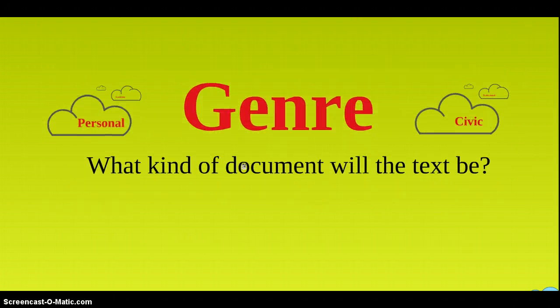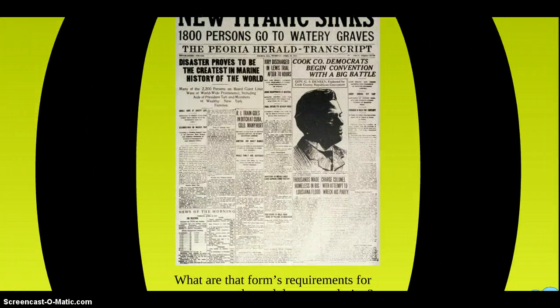Also consider the genre or the form that the writing takes. Writers ask questions of their form when they sit down to compose a text, including what kind of document am I writing and what are its requirements for structure, style, and document design. For example, newspapers and journalistic writing have very specific demands as to not only how the text is laid out on the page, but how the paragraphs are written and the types of language that are used.